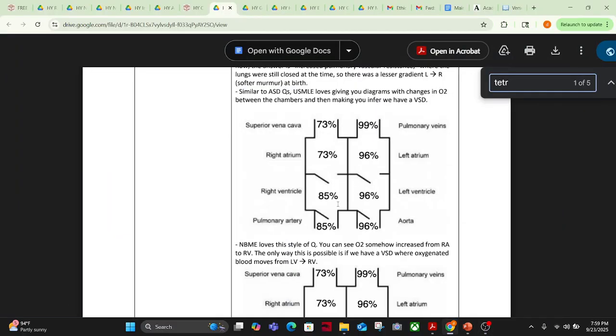Okay, you see here, this is a VSD. You have the right side of the heart, which is the bad blood, goes from 73 in the superior vena cava to 73 in the right atrium, and then it suddenly increases to 85, which can only be from the left ventricle. So the left ventricle donates some of his blood into the right ventricle. That's why it went from 73 to 85.